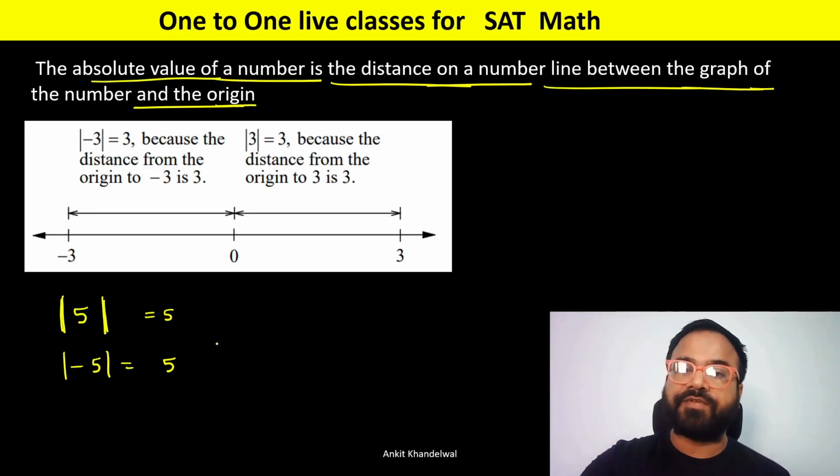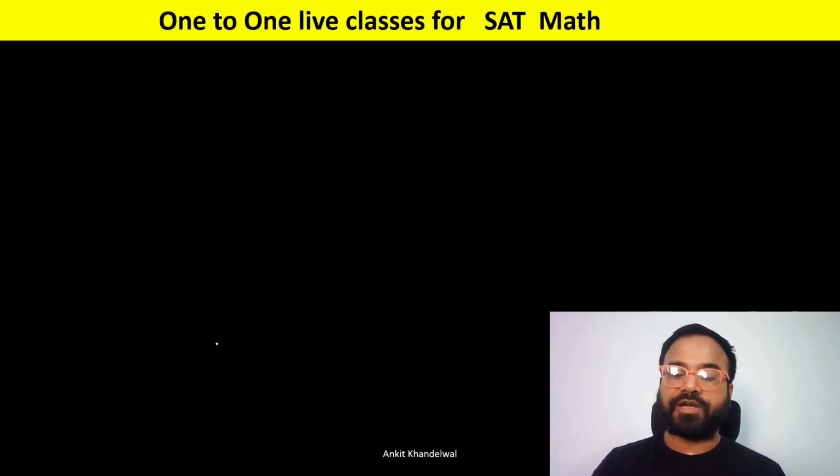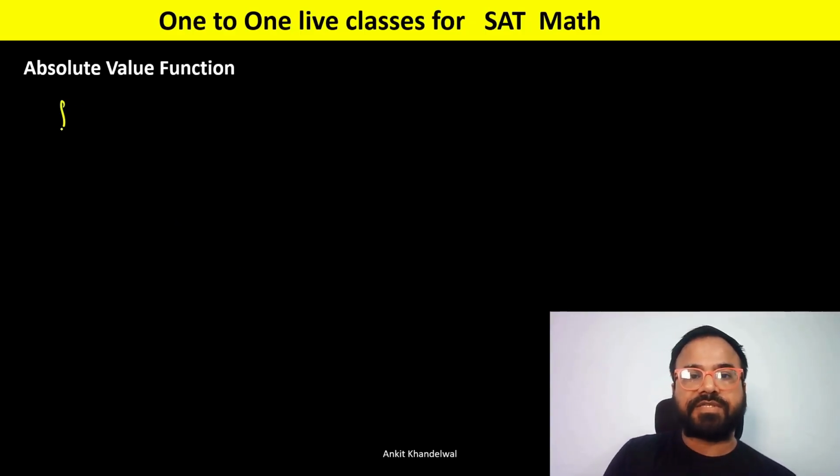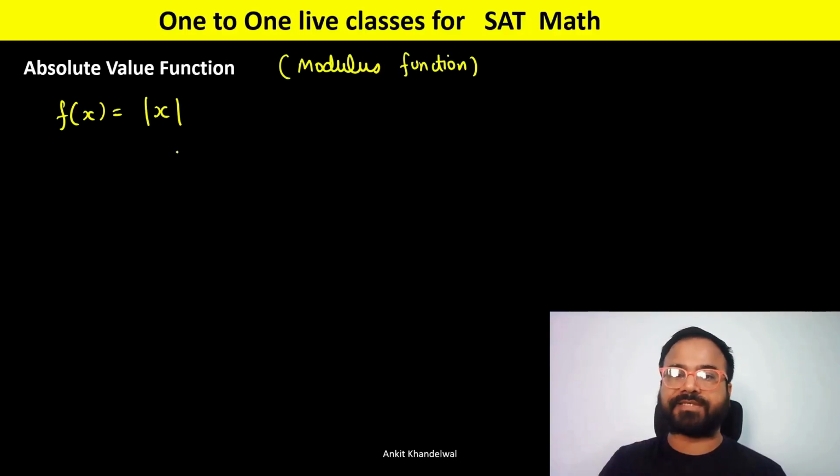But when we talk about the absolute value function, that is a little bit different. When we say the absolute value function, it is denoted by the absolute value of x. This is also known as the modulus function, and in short form we call it mod x. The meaning of this function is that it gives two answers. When x is greater than or equal to 0, it gives the answer x. When x is less than 0, it gives the answer minus x.